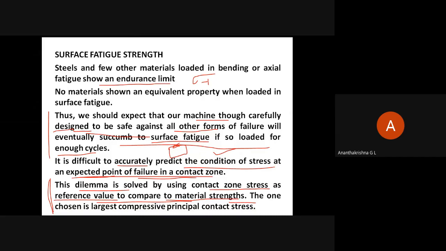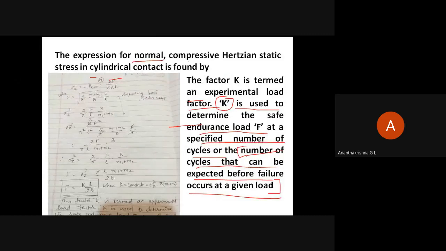And to overcome this problem, we are going to take the contact zone stress as the reference value. Here we take the normal compressive static stress in a cylindrical contact. We can have a factor called K, which is called the experimental load factor, which gives us the number of cycles that can be expected before failure occurs at a given load.